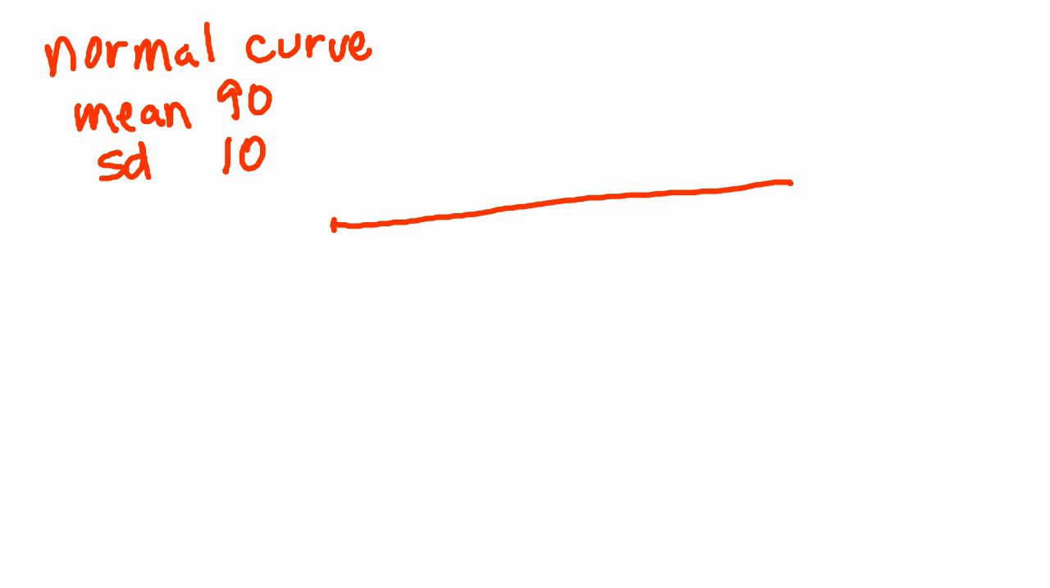And in nature, heights, weights, length of your foot, there's so many things that follow the normal curve. So suppose we have a normal curve and our mean is 90 and our standard deviation is 10. We could suppose these are like test scores. So we can draw a normal curve. The mean is always in the middle, and then you move over by different standard deviations.